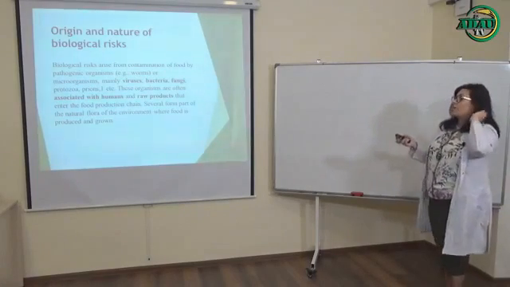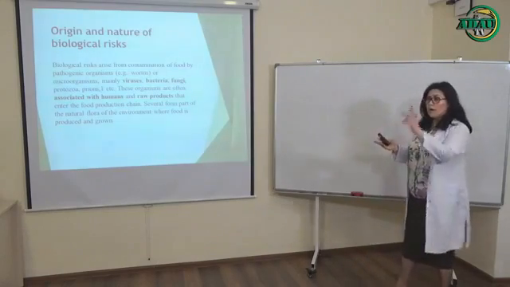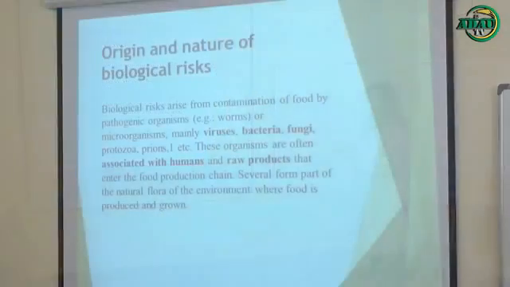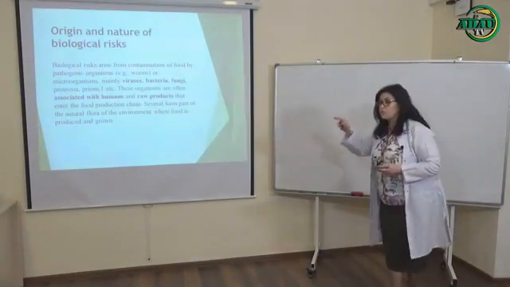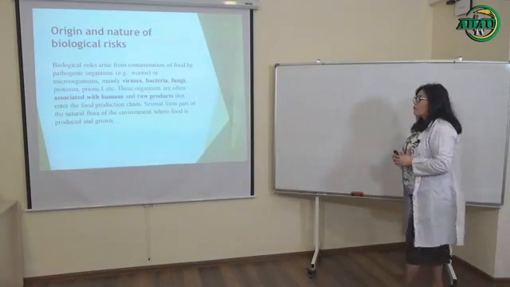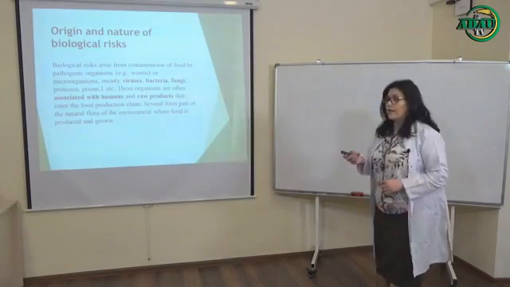Origin and nature of biological risks. Biological risks arise from contamination of food by pathogenic organisms. I told before that pathogens, or germs, or microorganisms, mainly viruses, bacteria, fungi, prions, etc. These organisms are often associated with humans and raw products that enter the food production chain. Several form part of the natural flora of the environment where food is produced and grown.